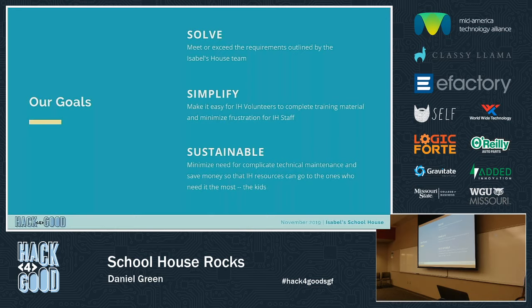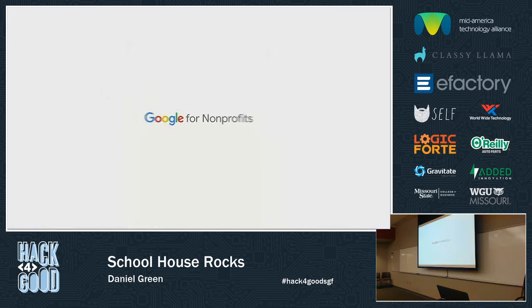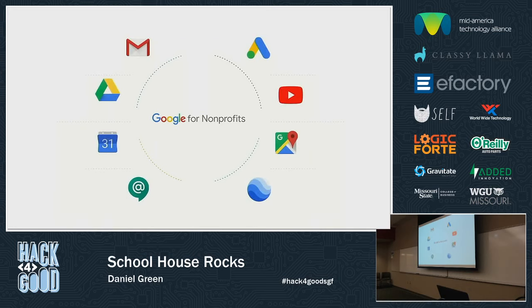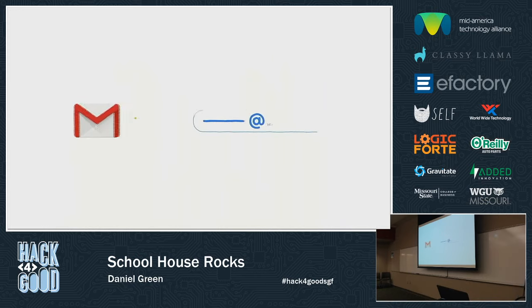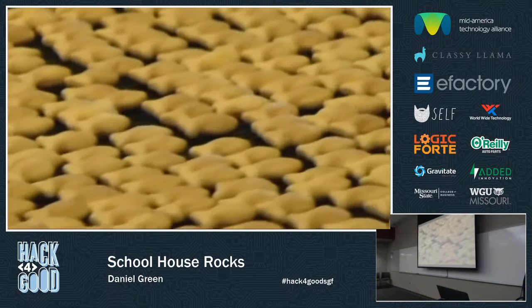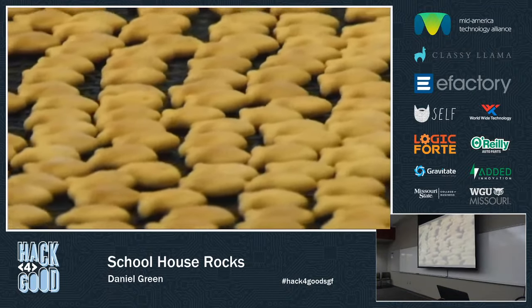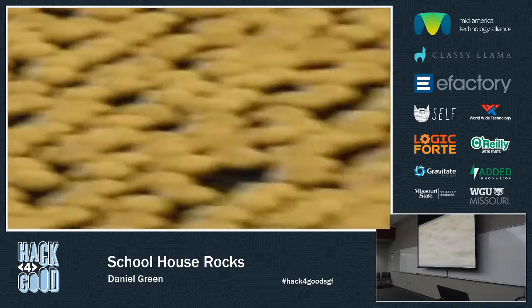3. Sustainable. Minimize the need for complicated technical maintenance, make it easy to edit without a PhD in computer science, and save money so that resources can go to the ones needed most, the kids. Google for Nonprofits is a program to connect nonprofit organizations with the best of Google's product suite, all at no cost. Today, Isabel's House is spending thousands of dollars a year on IT services and Microsoft Office 365. That same amount of money could be used to buy over 2 tons of goldfish crackers every year.